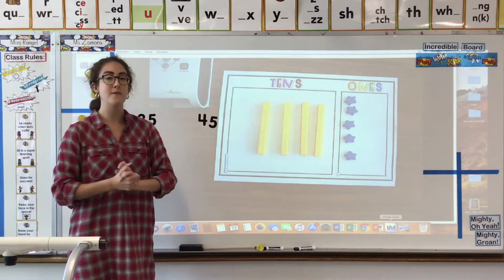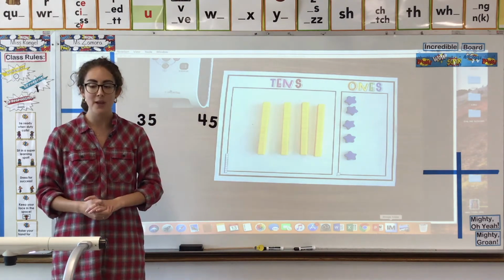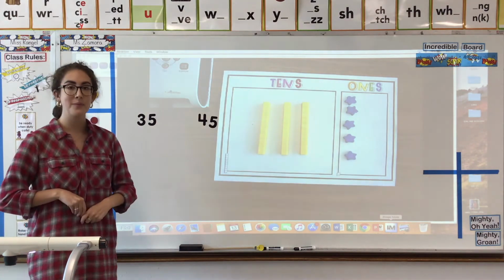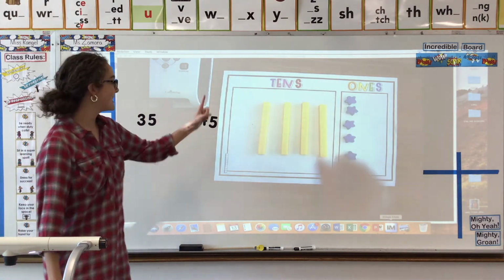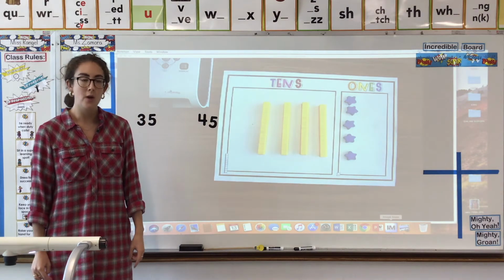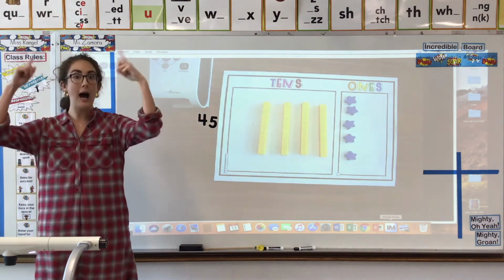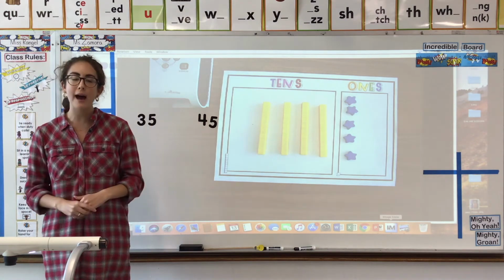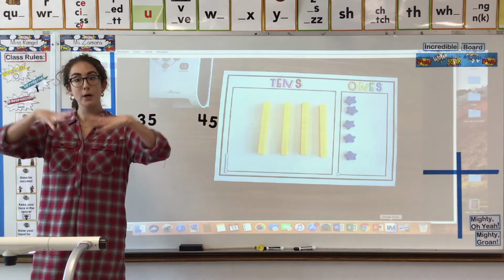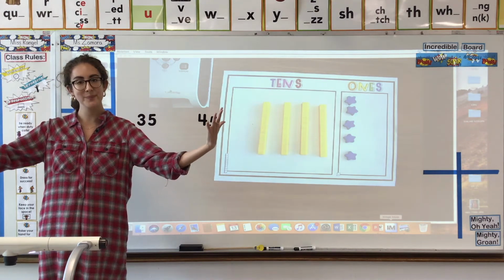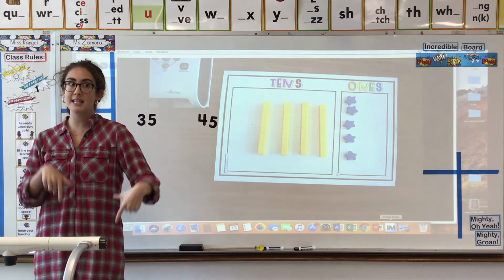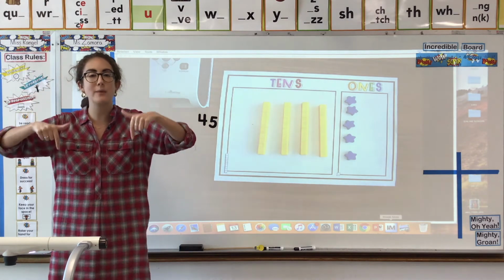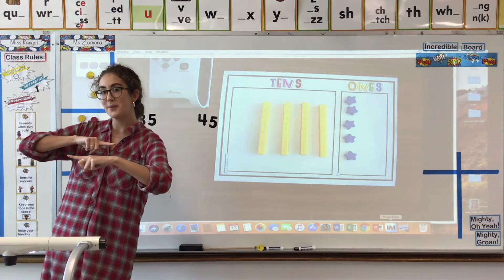We now have 45. We went from 3 tens in 35 to 4 tens in 45. This is skip counting up a 10, and we added 1 ten to the value of our number. Our number was getting bigger. But then we don't only skip count up, we also need the skill of skip counting down or backwards.